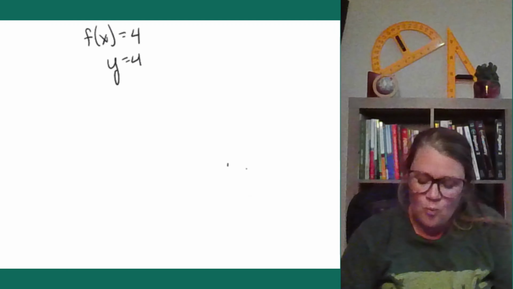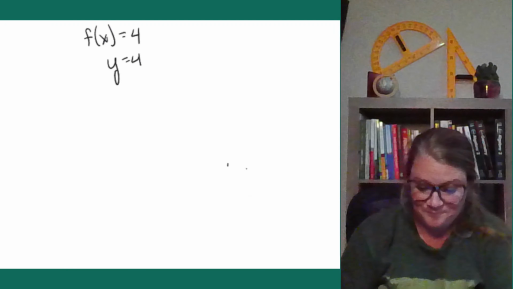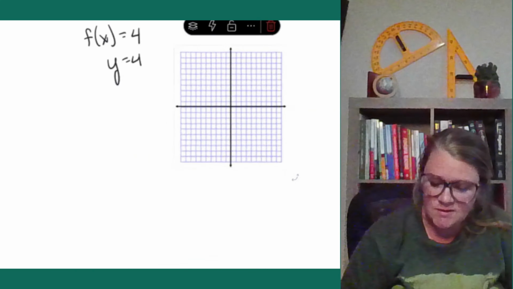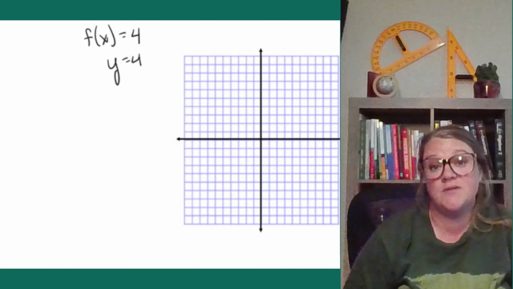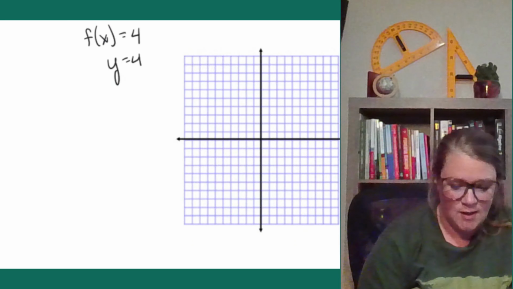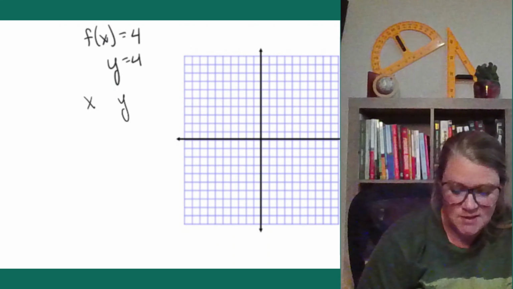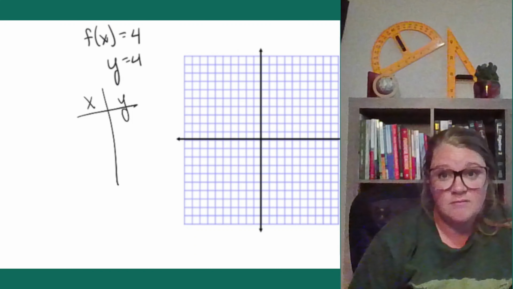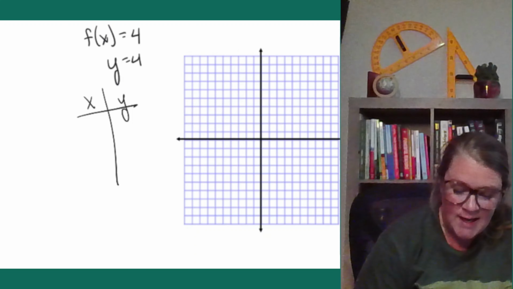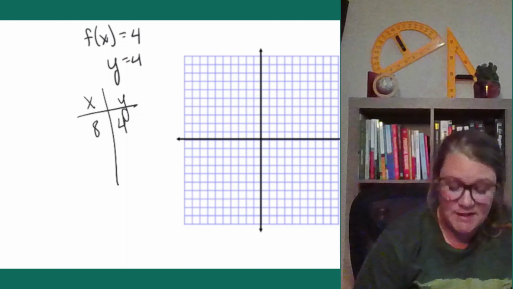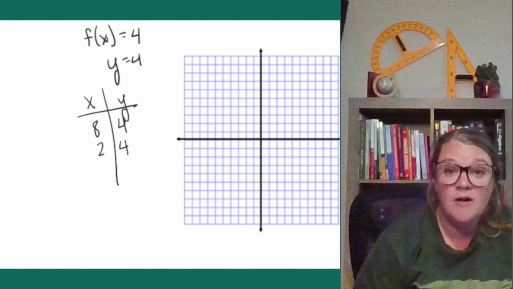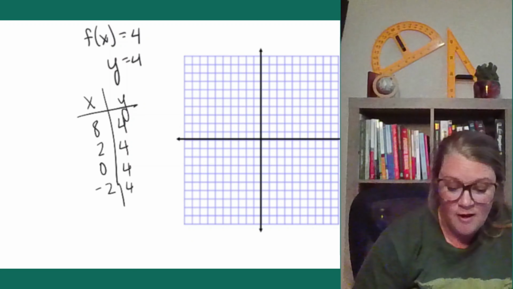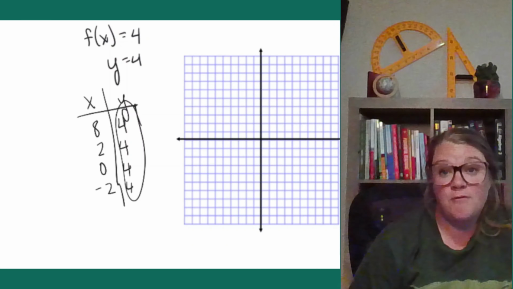Let's take a look at what that might look like on a coordinate plane. Here's a coordinate plane. And what we just got done saying is that no matter what I drop into this machine, it's always going to kick out a 4. I'm going to make a little XY table. No matter what I put in, it's going to kick out a 4. If I put an 8 in, it's going to kick out a 4. If I put in a 2, a 4. If I put in a 0, a 4. If I put in a -2, a 4. No matter what, it's giving me a 4.